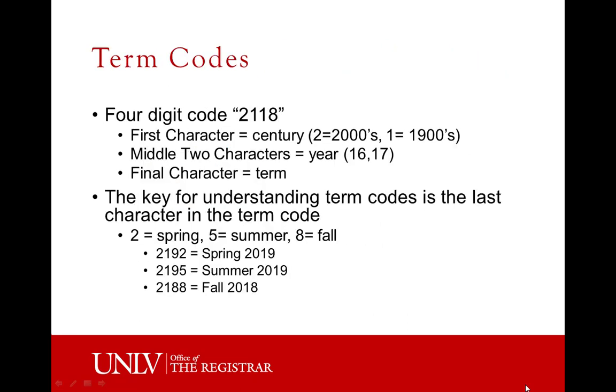The term code is the 4-digit number that is assigned to each semester. The first digit refers to the century, so for our purposes, all of the term codes will begin with a 2. The middle 2 digits are the year, and the last digit is the semester. We use a 2 for spring, a 5 for summer, and an 8 for fall. I've included some examples on the slide.